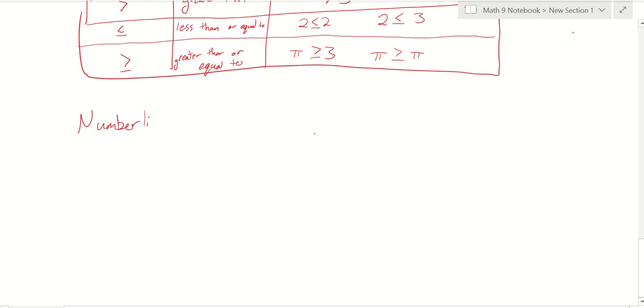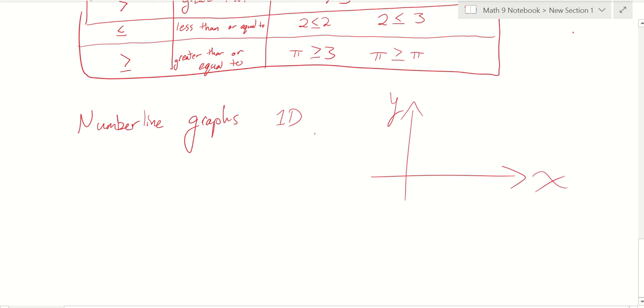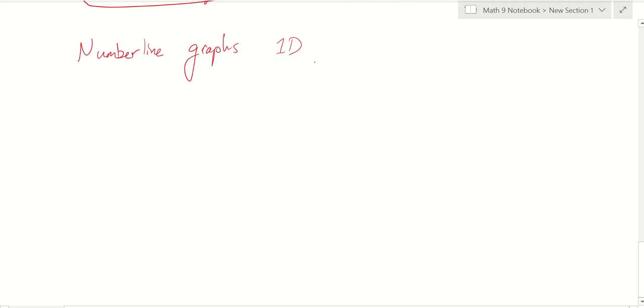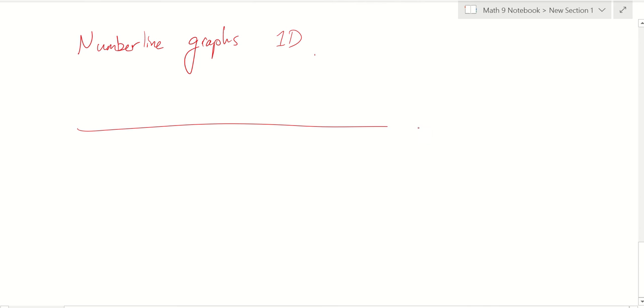Number line graphs. So we're really just going to be looking at sort of one-dimensional number lines. We're not going to be doing perpendicular number lines and labeling them x and y. We're just going to be doing single one-dimensional number lines. So for example, this is what a number line looks like.